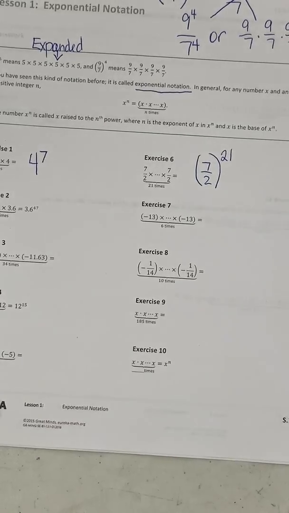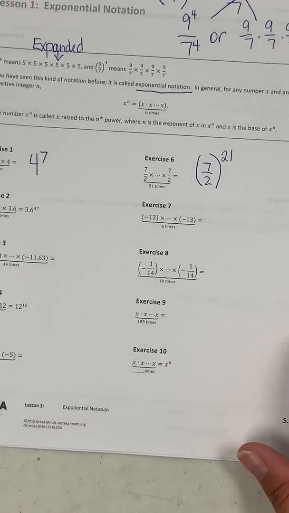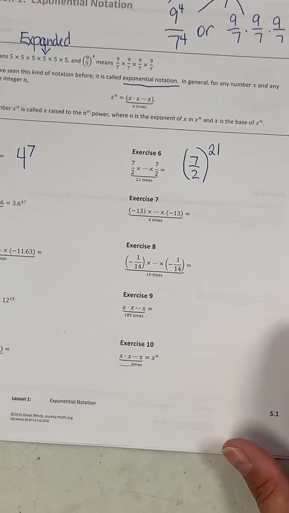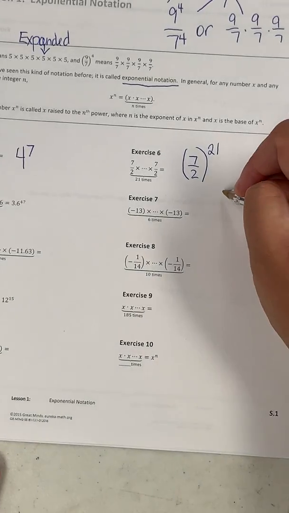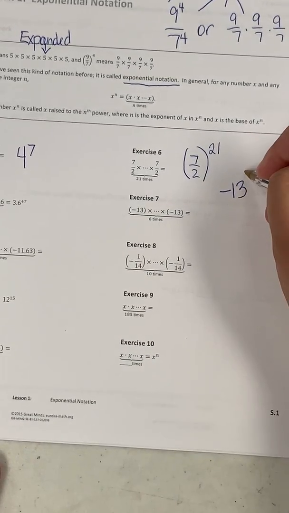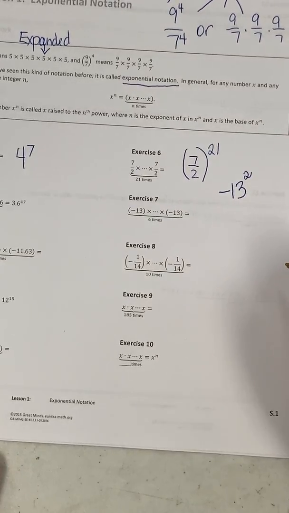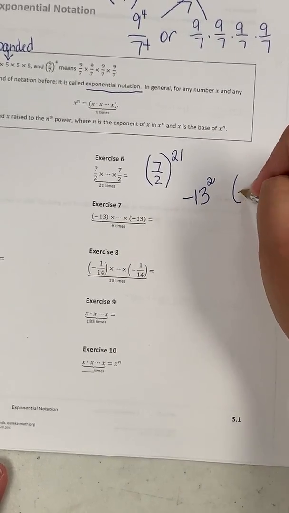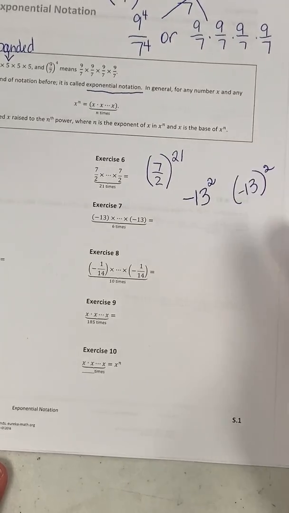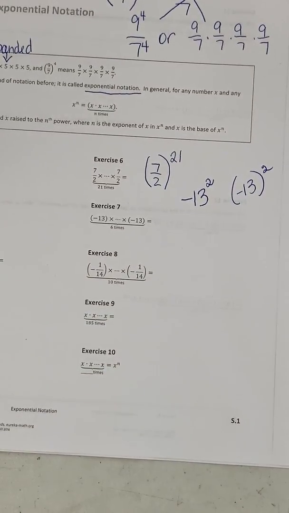Now I kind of set you loose on this because I wanted to see what you would do. But look at exercise 7. What does exercise 7 show us that's different? A negative. Now we need to talk about that, because if I write a power with a negative like this versus a power with a negative like this, is there a difference?